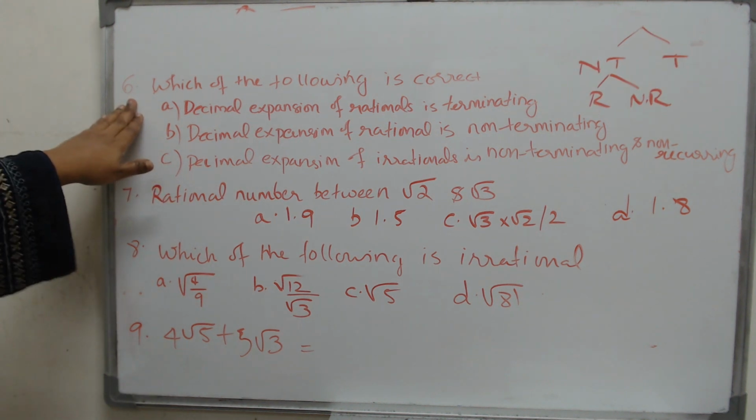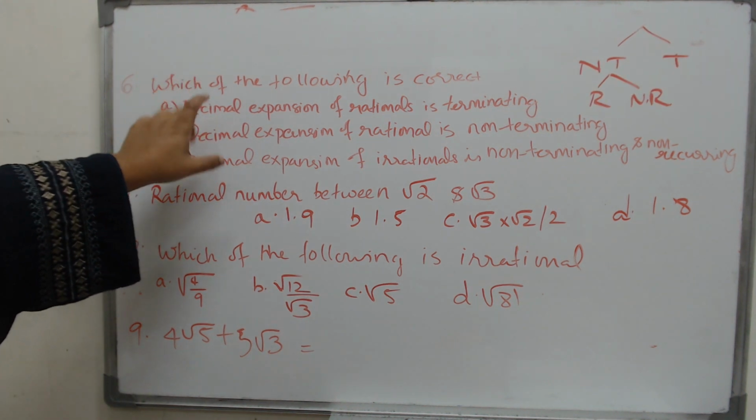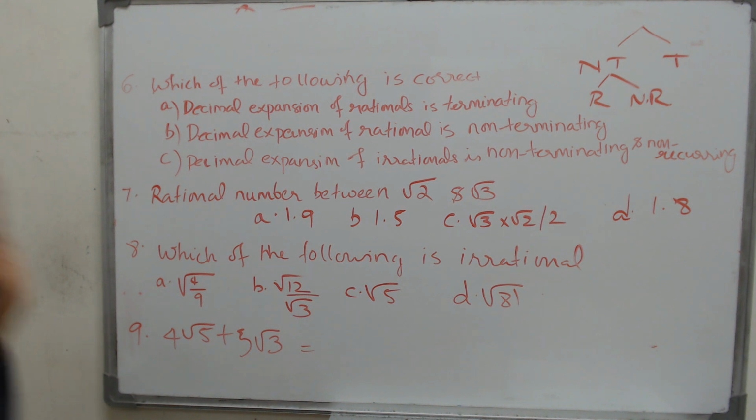Now look at the next question. It is about the decimal expansion of rationals and irrationals.